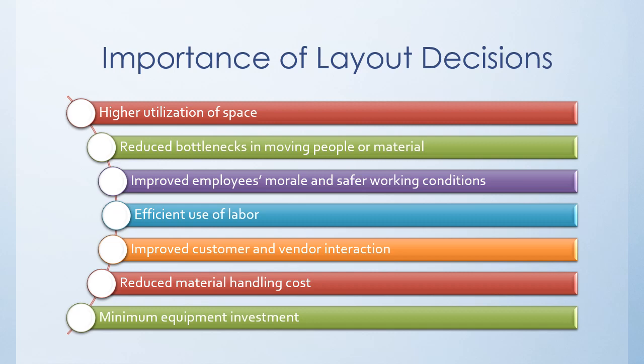Second importance is reduce bottlenecks in moving people and material. Bottlenecks here means blockage, problem. Okay, akan ada difficulty of movement when the layout is not a good layout. If the company does not properly arrange their facilities, then it is so hard for the employees and material to move. Third importance is improve employees' morale and safer working condition.